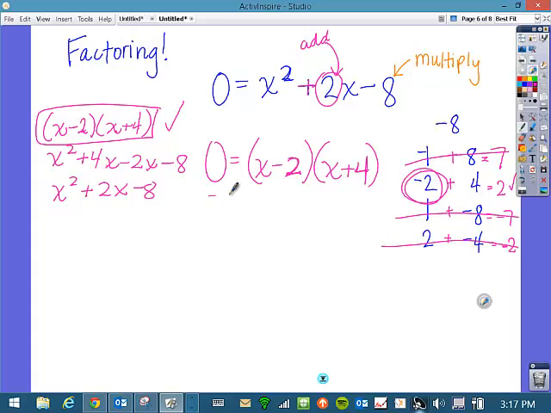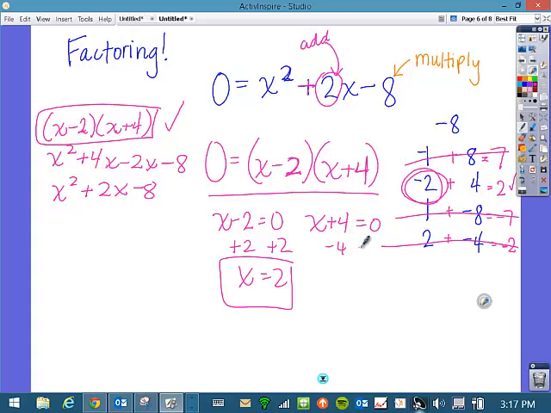All right, so we have factored. So now what we're going to do is take each factor and set it equal to 0. So x minus 2 equals 0, and x plus 4 equals 0. Add 2 to both sides, so you get x is 2. Subtract 4 from both sides, so you get x is -4. So you have two answers. X is 2, x is -4.